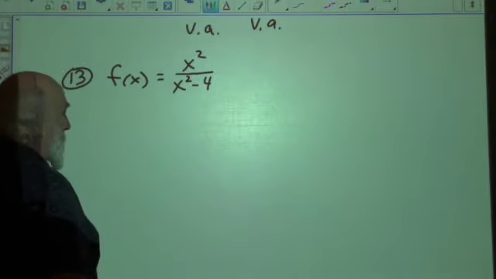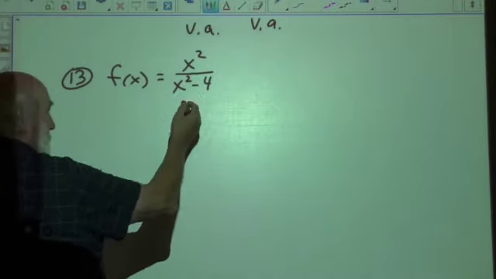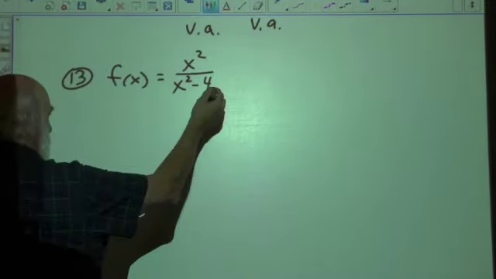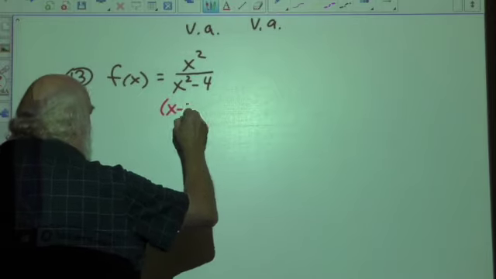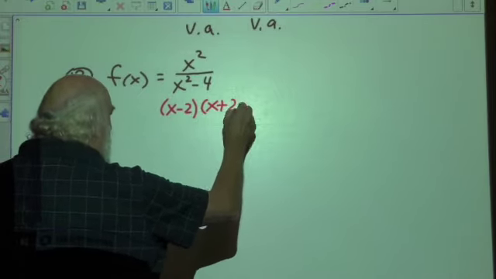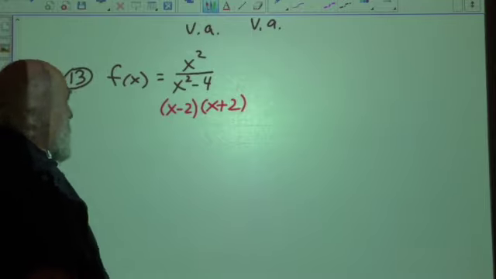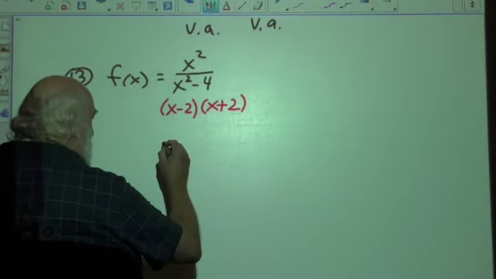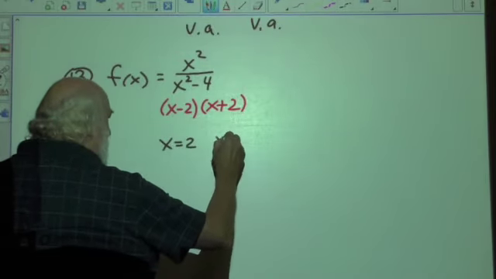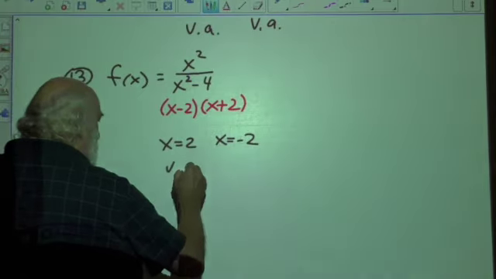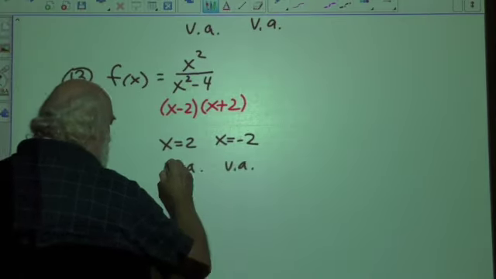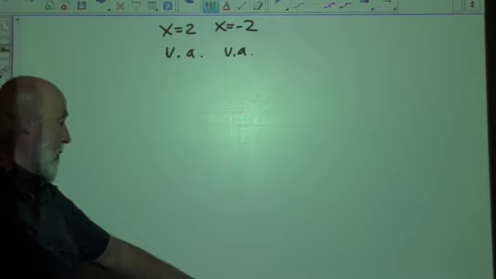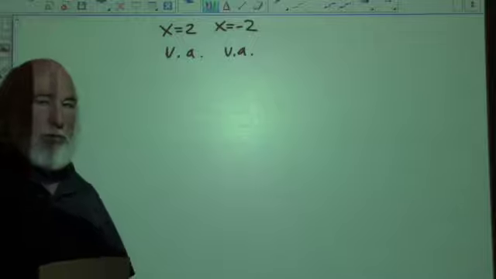There's nothing to cancel out up here, because you can't cancel out x squared and x squared, because x squared is not multiplying the negative 4, it's adding to the negative 4. So we just factor this out, you get x minus 2 times x plus 2, and since we can't cancel anything out, that tells us our two asymptotes right off the top. x equals 2, x equals negative 2, vertical asymptote, vertical asymptote. There we have it. See? Pretty good, huh? So certainly it's not going to get much more difficult than that.